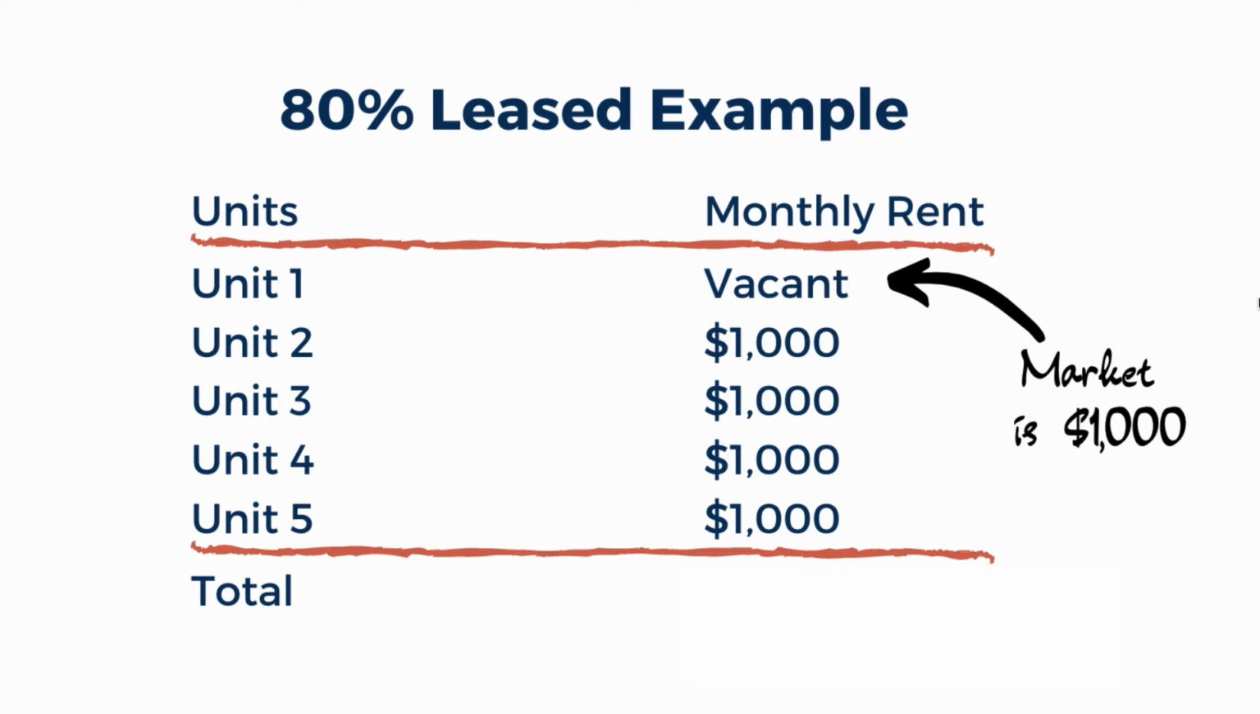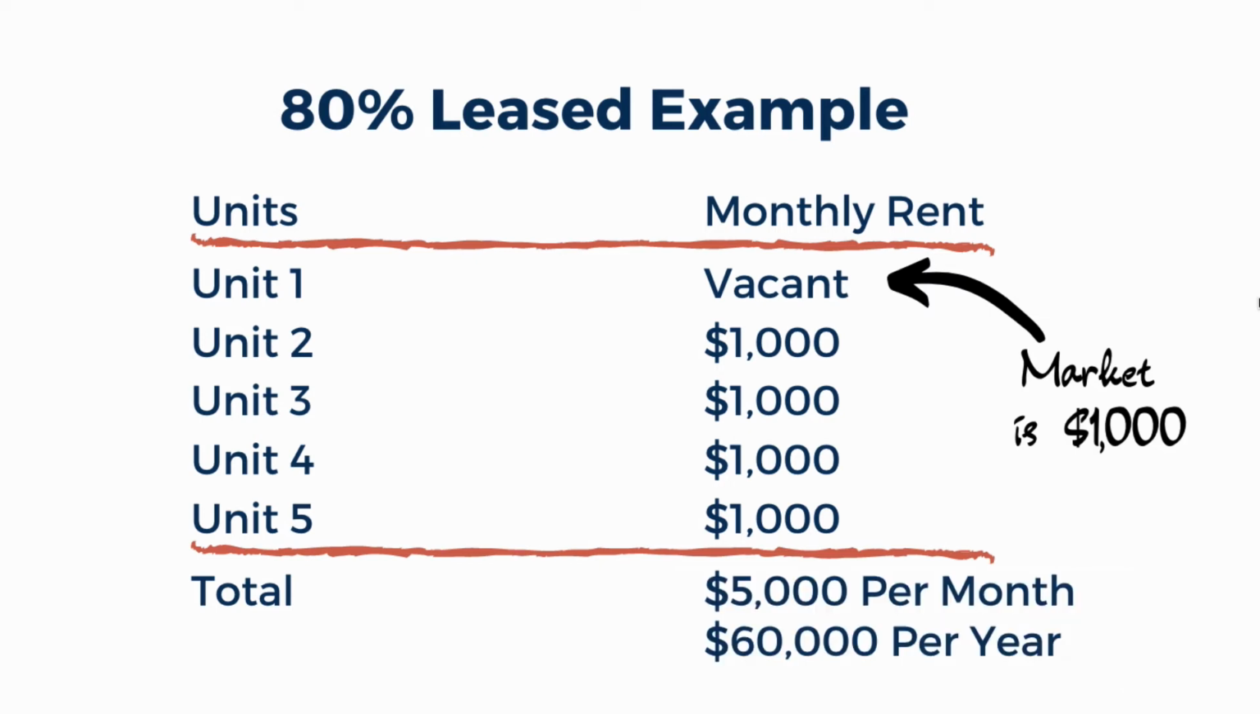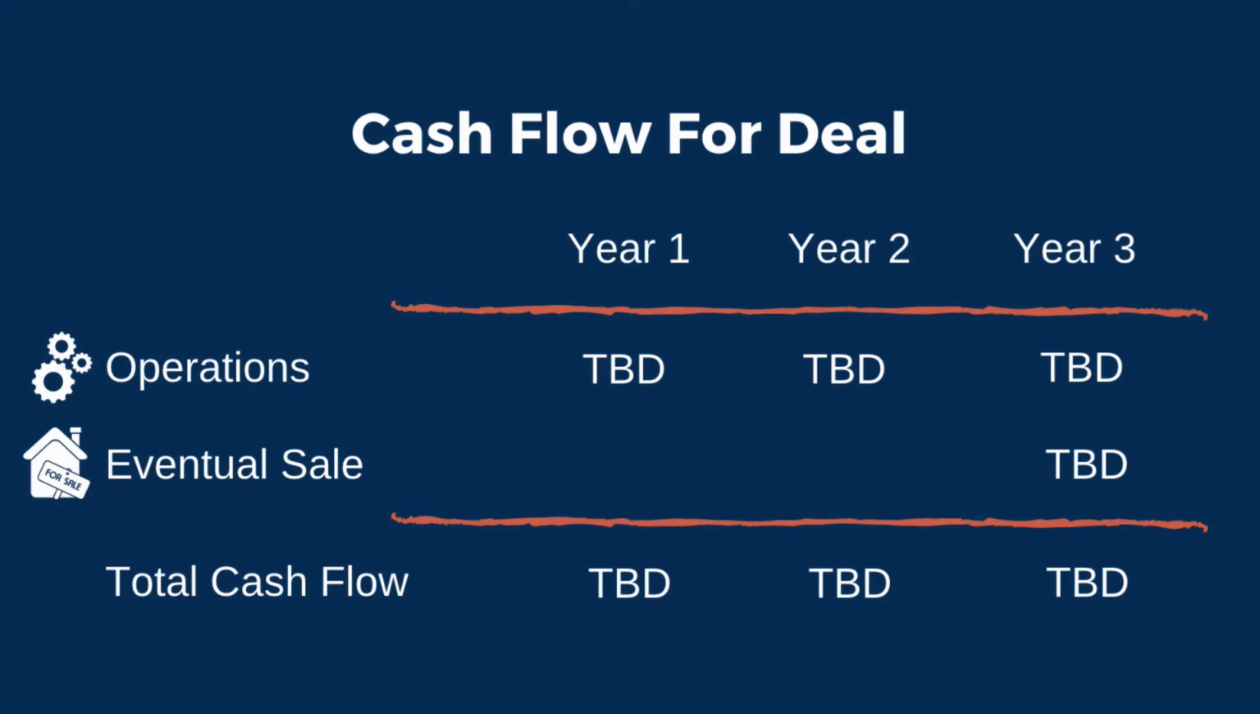After all, unit 1 could be rented for $1,000 right now. So factoring in that $1,000 for unit 1 gives us the same $5,000 per month or $60,000 per year. So remember, even if it's vacant, you have to make an assumption on what that would likely rent for. Don't forget that. Now, just to remind you, we're doing a 3-year projection with everything we do here. You could do 10 years, you can do 7 years, whatever you want. We're gonna do 3 years, just like we have in the other videos.